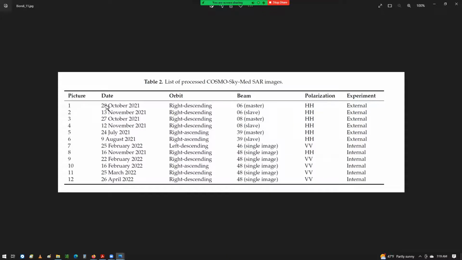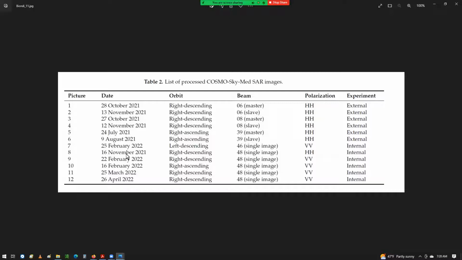So here's how they collected the data. They had 12 different flyovers, basically different parts of the phase of the orbit. And here are the different polarizations that they used, and they had six flyovers for the external data and six for the internal data. This was all done between October 2021 and just this year in April.